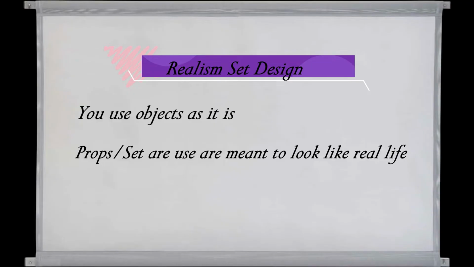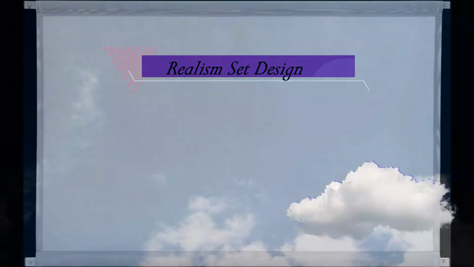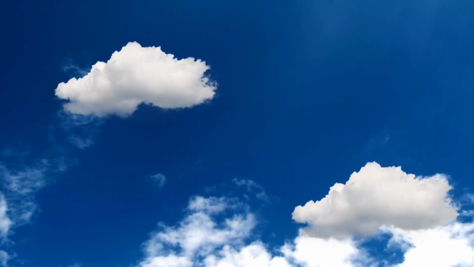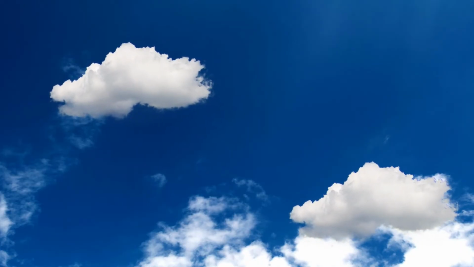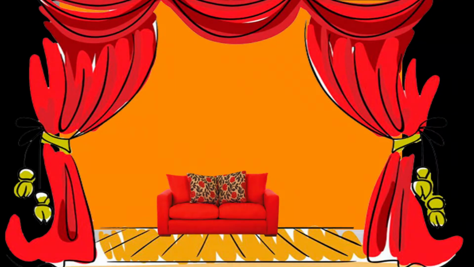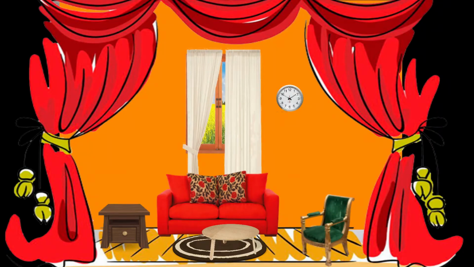Props that are used are meant to look like real life, and so items reflect details even down to the smallest things. For example, if you are creating a living room scene, you would have a sofa, mat, coffee table, curtains, even a clock on the wall, and much more to represent the scene realistically on stage.